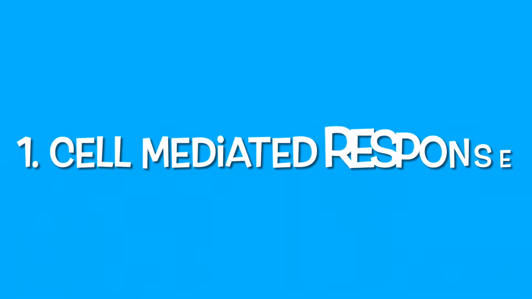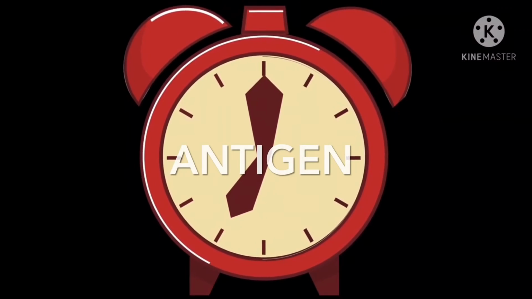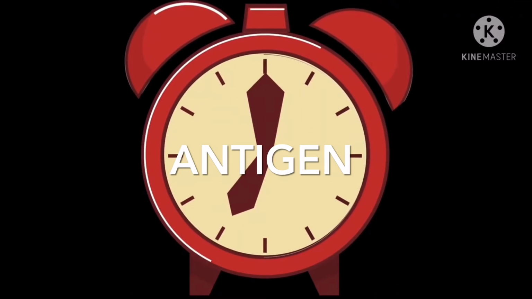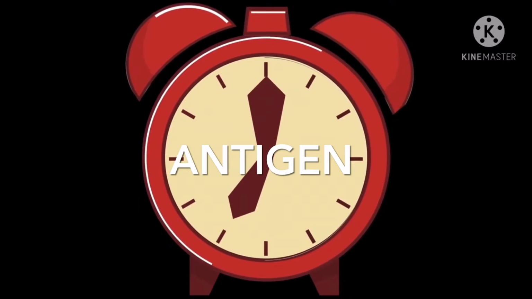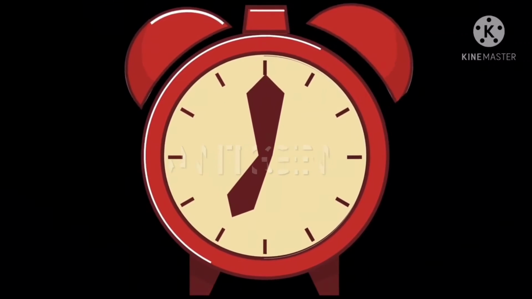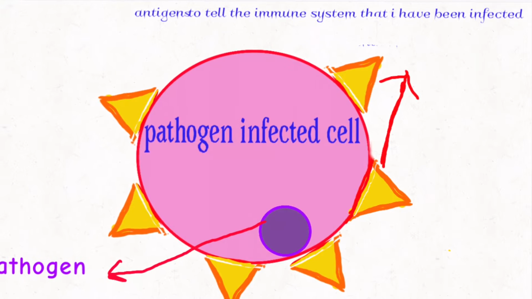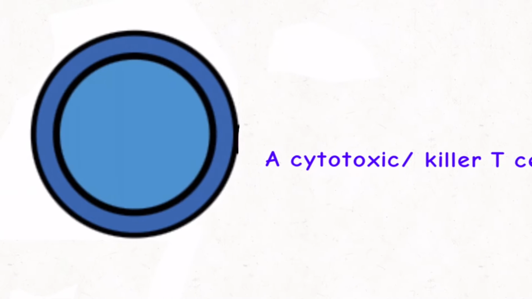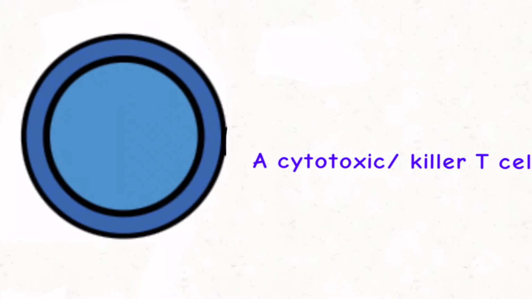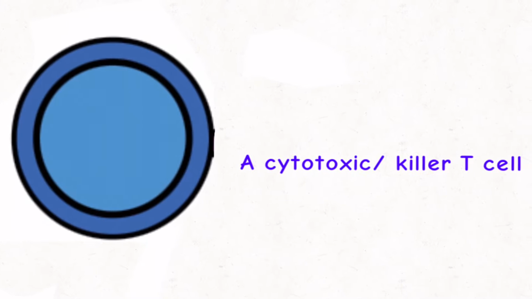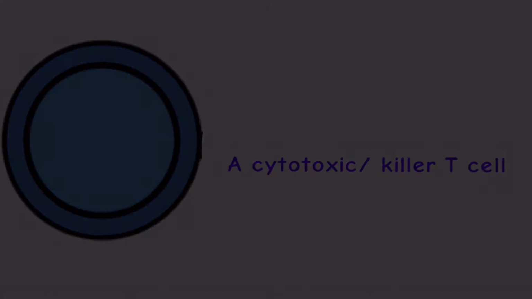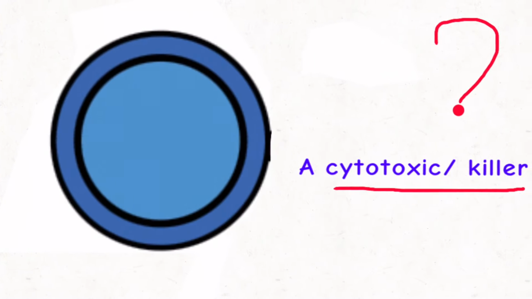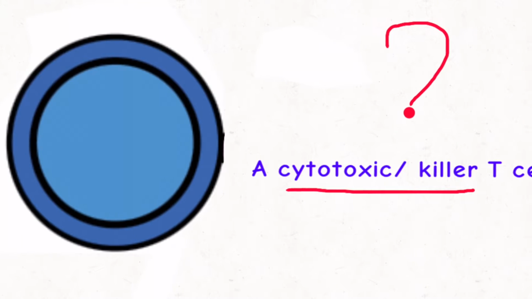1. Cell-mediated response. In both these responses, the immune system gets notified by a protein named antigen, which gets attached on the surface of a pathogen or an infected cell. This process is carried out by the cytotoxic, aka killer cells. Confused? Well, let me tell you about the types of T cells.